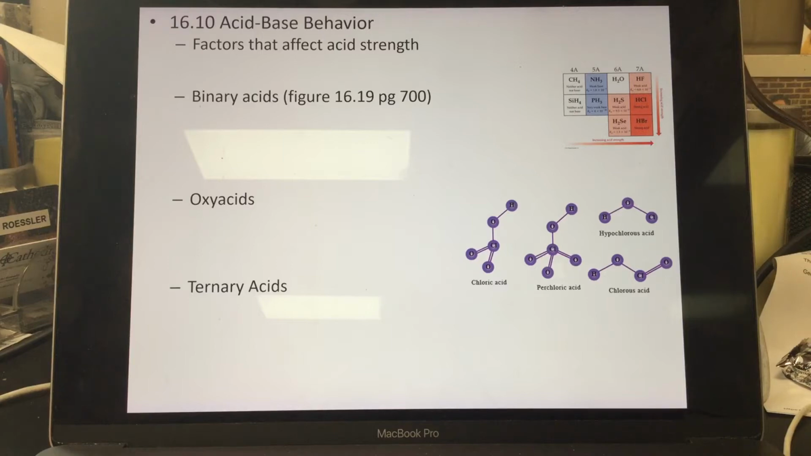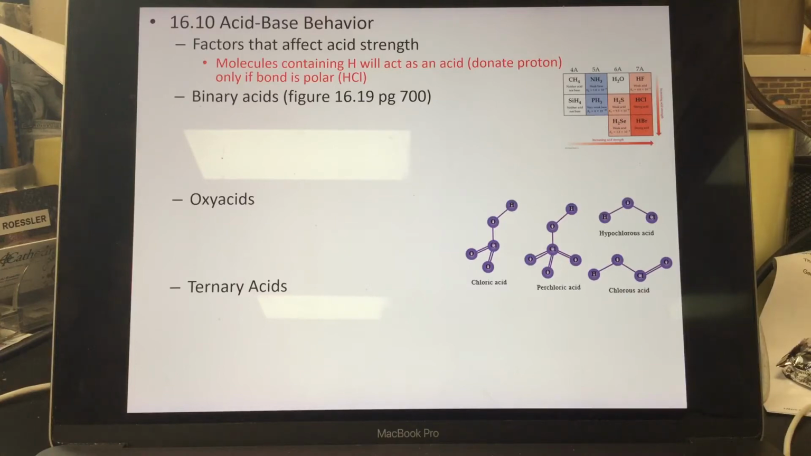So again, we've already talked about what's considered a strong acid, the 7 strong acids, and what's considered a strong base, but this looks at molecularly why an acid is strong versus weak.